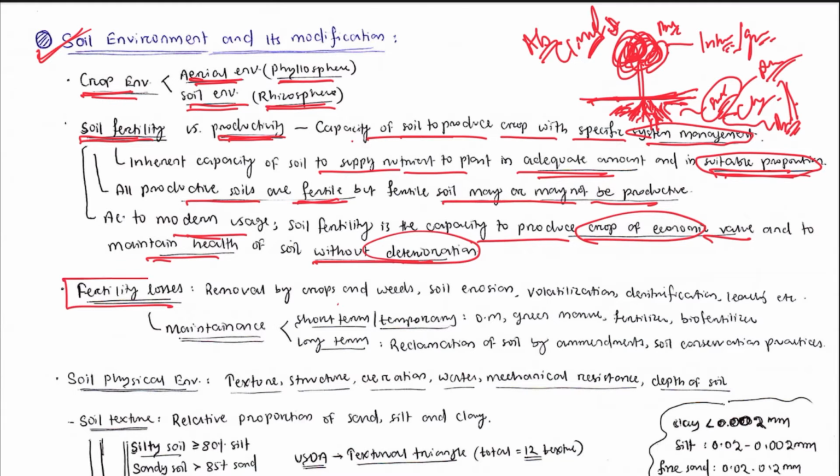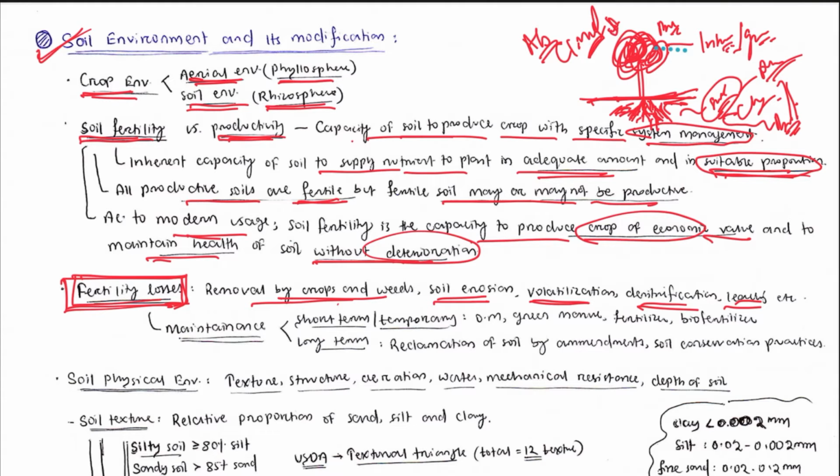Fertility losses: how is soil fertility lost? It might be lost through nutrient uptake by crop as well as weed, because crop and weed take up a huge quantity of nutrients. Then soil erosion: when the top fertile soil is eroded through different agents like wind and water, along with that eroded soil some nutrients are also moved from that particular place. Then volatilization. These are the different losses of nitrogen: volatilization, denitrification, leaching. These are the nitrogen loss mechanisms.